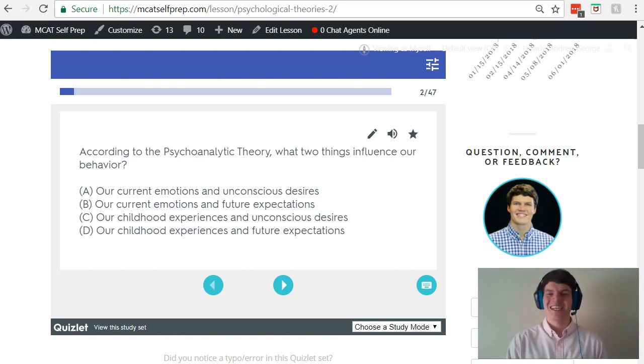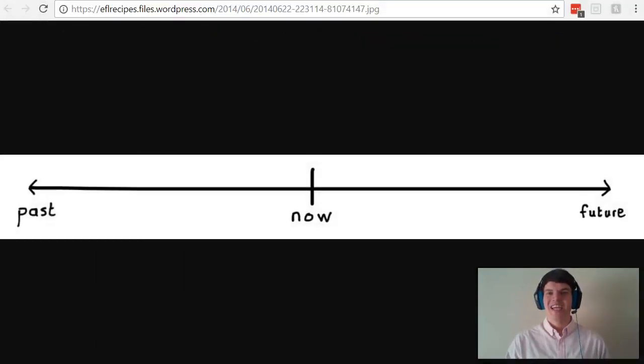Be sure to hit pause and try this problem for yourself before watching my explanation. Understanding the psychological theories for the MCAT is extremely crucial. You're going to want to know everything you can about these theories, and beyond that, you should be able to relate almost any term you encounter to an overarching umbrella theory. To give you a better understanding of some of these theories, I want to place them on a timeline.